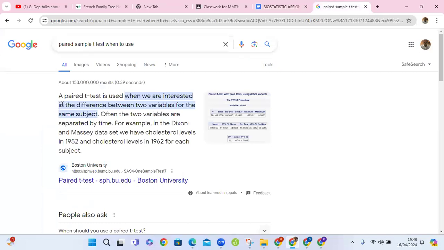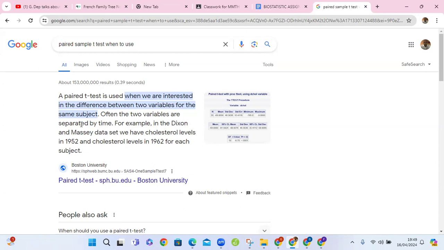It says a paired sample t-test is used when we are interested in the difference between two variables for the same subject. So two means, but for the same subject. Often, the two variables are separated by time. So it's like a before and after.